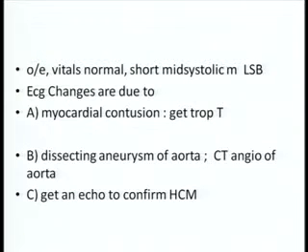Okay? On examination, vitals are normal, short mid-systolic murmur in left sternal border. The ECG changes are due to myocardial contusion, and therefore you obtain a TROP-T, dissecting aneurysm of aorta, get a CT angio, get an echo to confirm hypertrophic cardiomyopathy. What would you do?